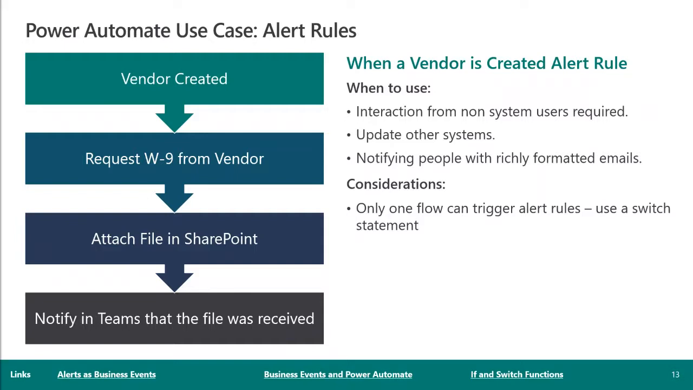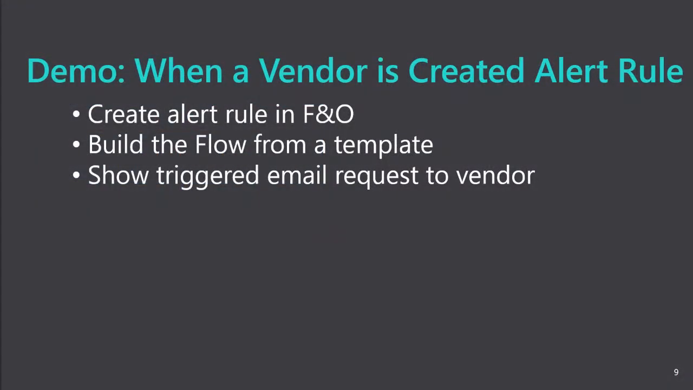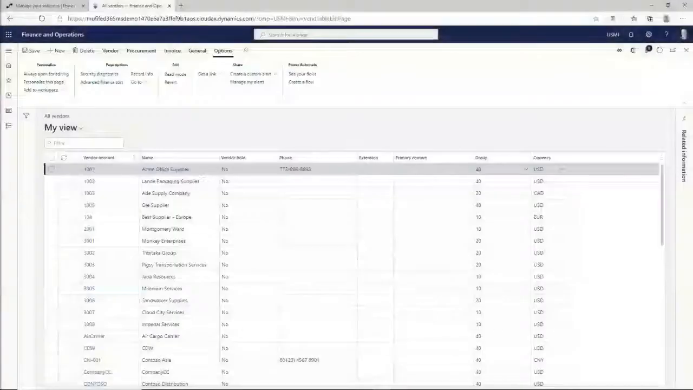So Rachel, if you want to move to the next slide. So what we're going to do in this is I'm going to go out and create an alert rule in finance and supply chain, and it's going to be based off the vendor. Then we're going to build a flow associated with this, and then send out an email to the vendor, and we could extend that out to do a lot more. So let's look at how we did this in the video.